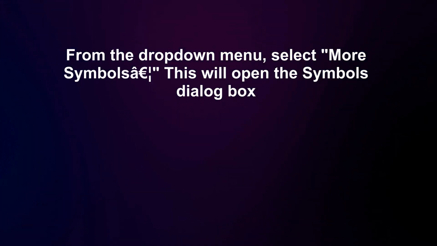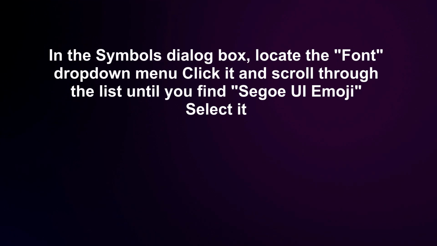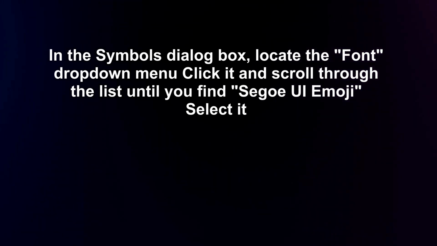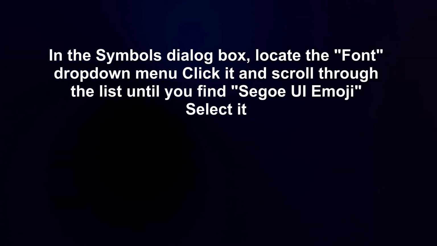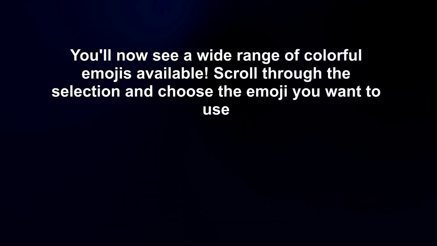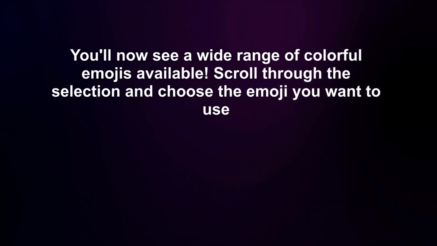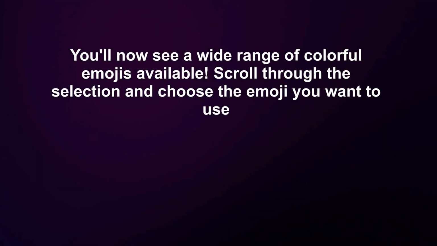This will open the Symbols dialog box. In the Symbols dialog box, locate the Font drop-down menu, click it and scroll through the list until you find Segoe UI Emoji. Select it. You'll now see a wide range of colorful emojis available. Scroll through the selection and choose the emoji you want to use.